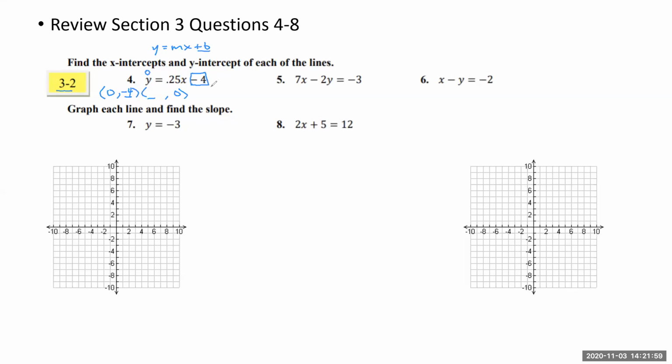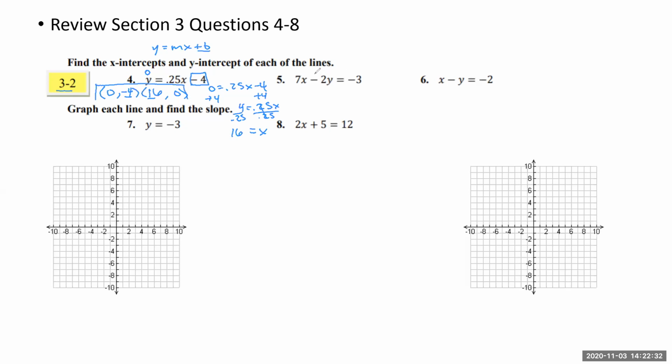So to do this, we have 0 equals 0.25x minus 4. We're going to get all the numbers onto one side, so I'm going to add 4 onto the other side. And we have 4 equals 0.25x. And then I'm just going to divide everything by 0.25, which gets rid of it there. We put that into a calculator, and it's going to come out to 16 equals x. Okay, so that is the answer for number 4.